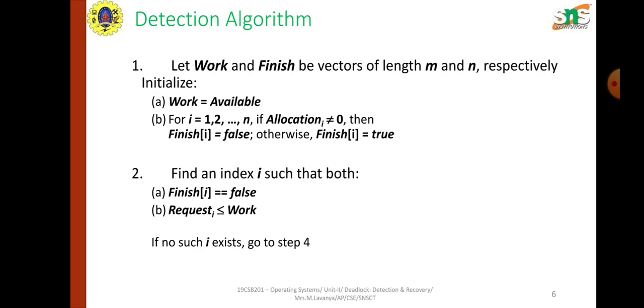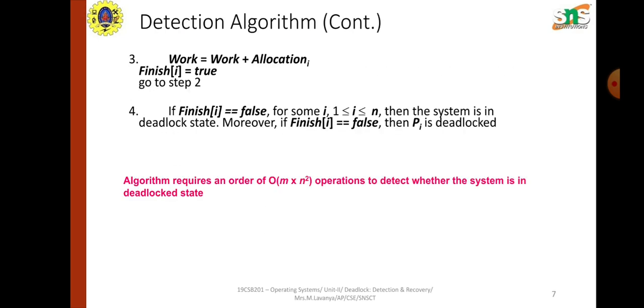In step 2, again for finish of i equal to false, we check whether request is less than or equal to work, and this gets repeated until no such i exists. If no i exists, then it follows step 4. Step 4 is: if finish of i equal to false for some i, then the system is in a deadlock state.